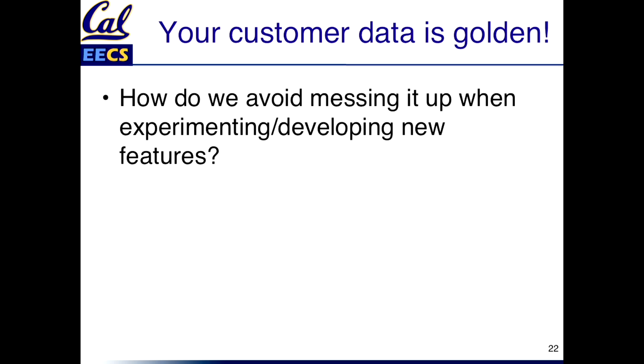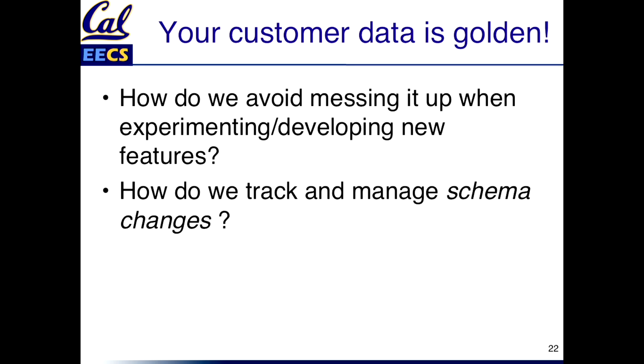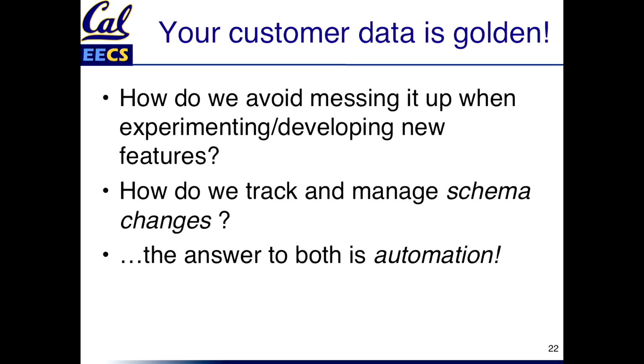So you don't want to mess it up when you're experimenting or developing a new feature that might require a change to the database schema. And when you do change the database schema, you want to track those changes. I mean, obviously, you'd be a fool if you were developing your code files with no version control, right? No ability to sort of roll back to an earlier version of your code. So why wouldn't we think the same thing is true about the database schema? And the answer to managing both of these things is automation, as evidenced by the friendly dancing robot.